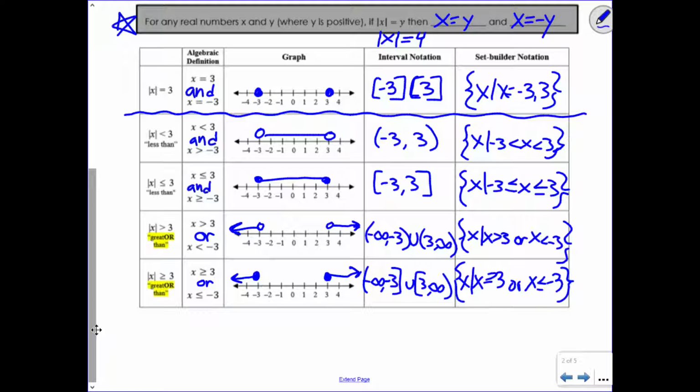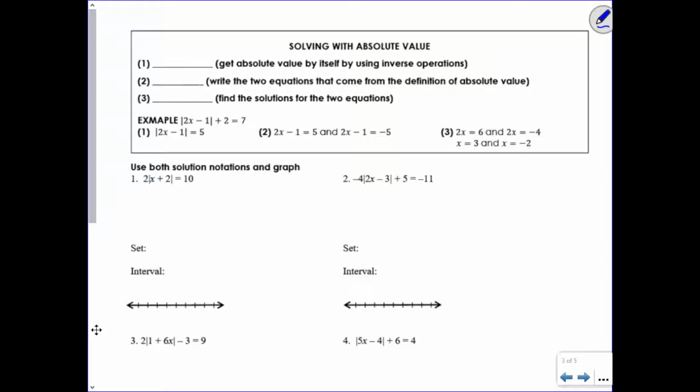Okay, so this shouldn't be new. We talked about set builder. We talked about graphing and interpreting graphs with the set builder and interval notation from last unit. This is just an extension in the context of absolute value. So make sure you guys are still okay with those ideas. All right, now we're actually going to get into this idea of how to solve.